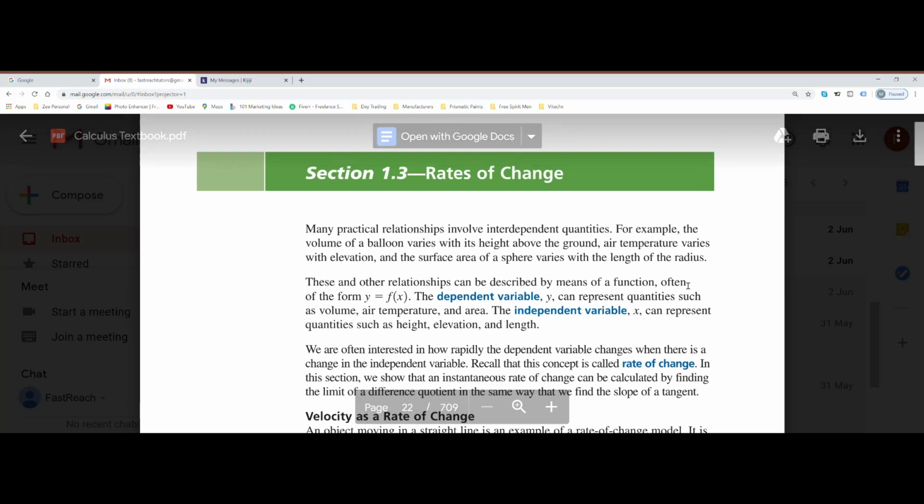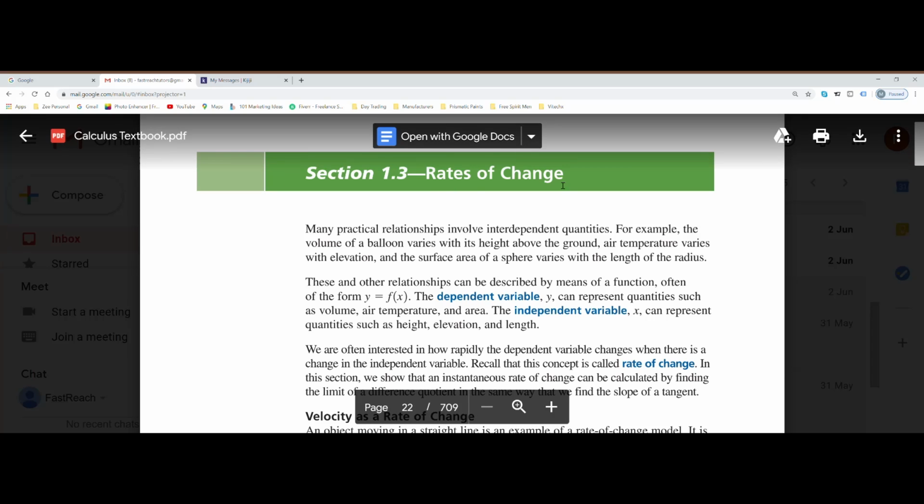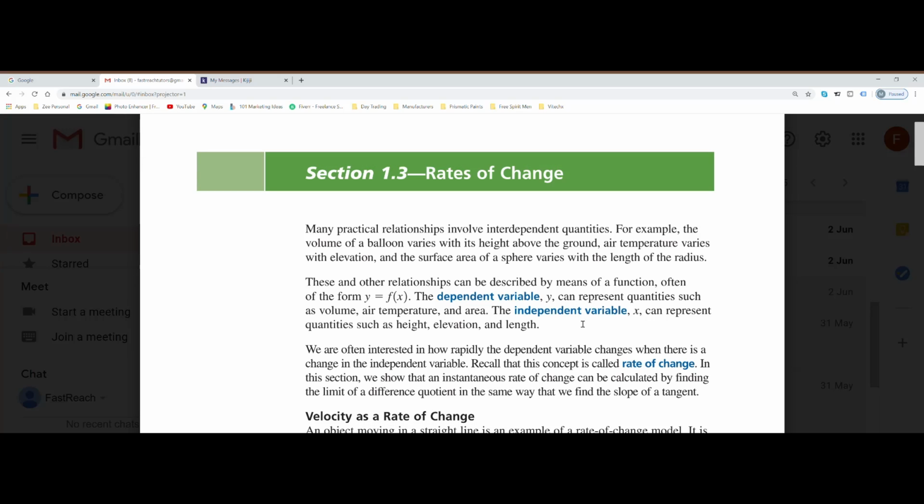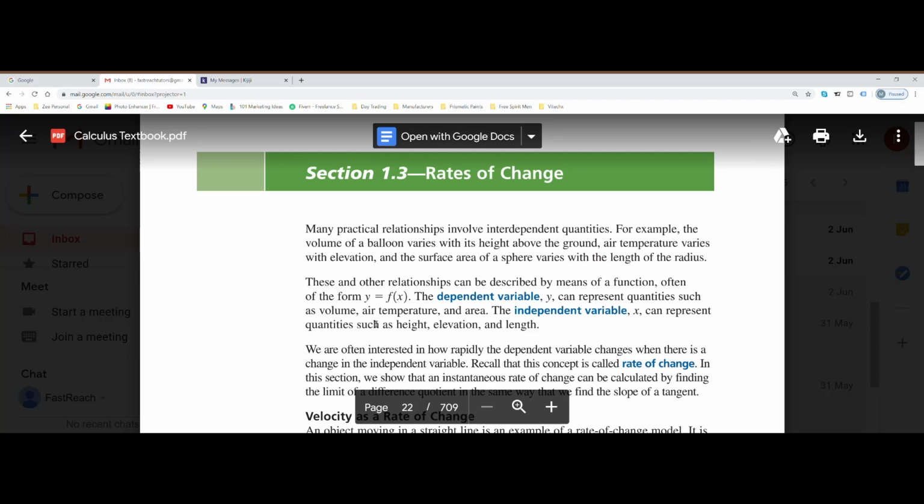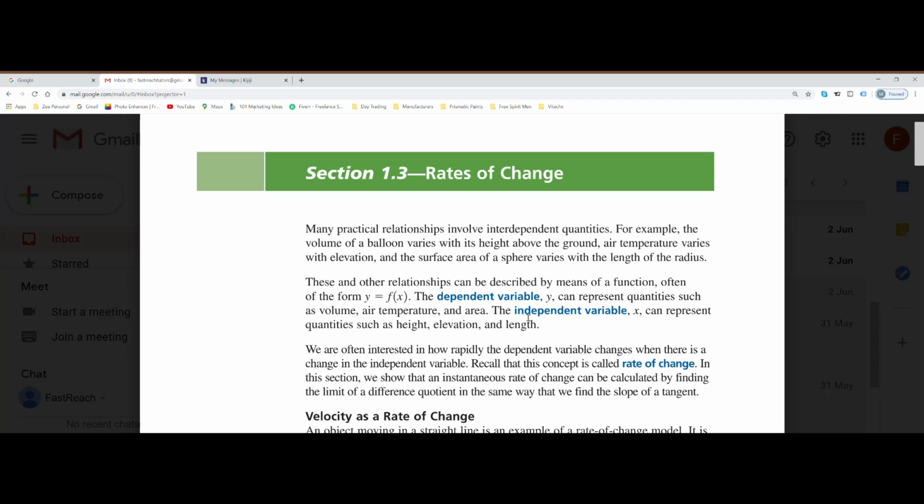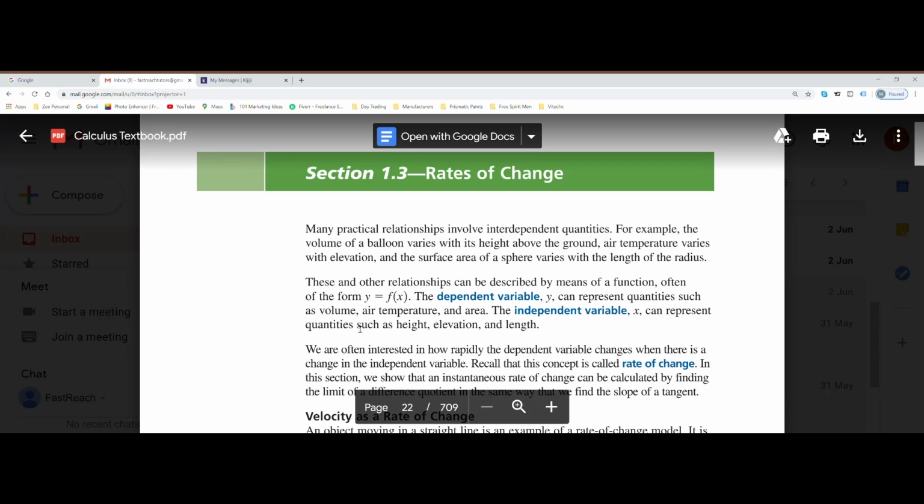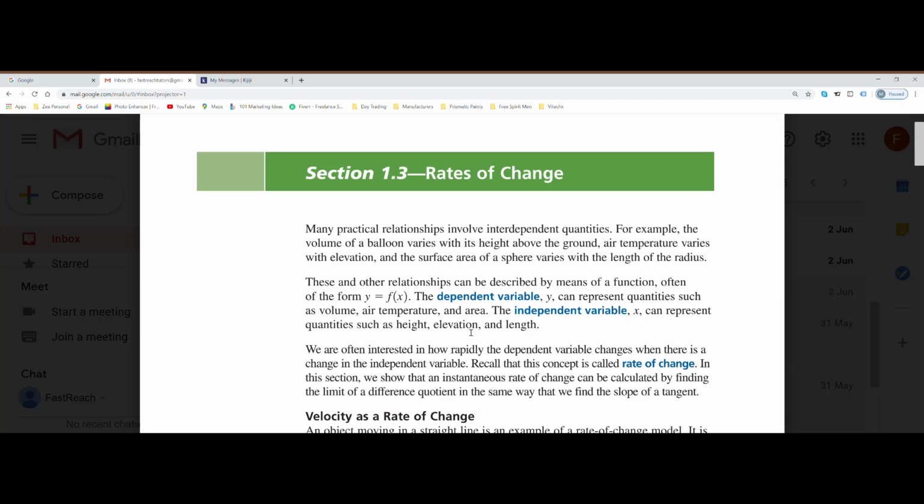So we're going to be looking at section 1.3, rates of change. Here we're going to be looking at the dependent variable and the independent variable. In an equation like this, the y is the dependent variable and the x variable is the independent variable. The dependent variable y can represent quantities such as volume, area, temperature. The independent variable x can represent quantities such as height, elevation, and length.